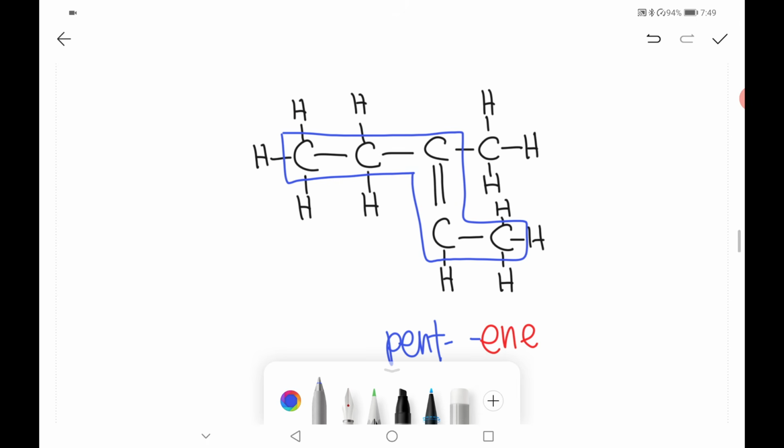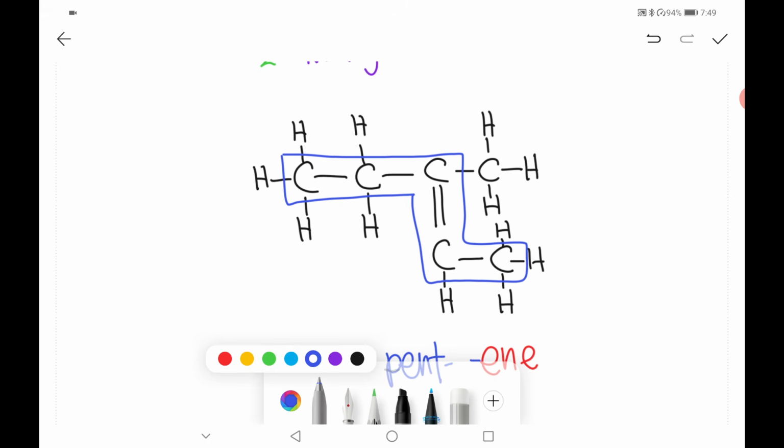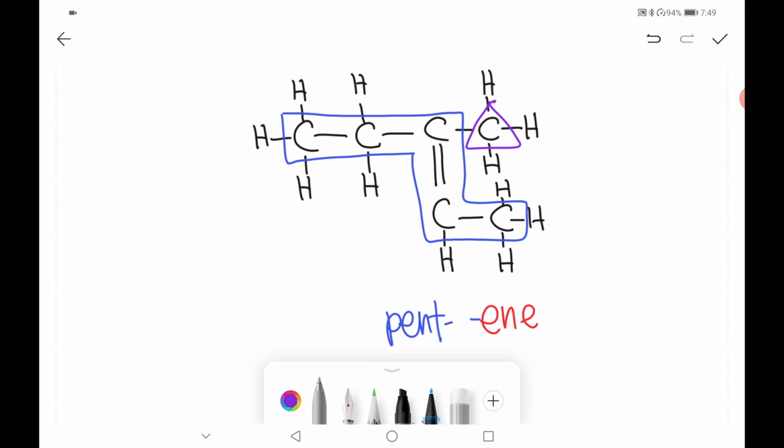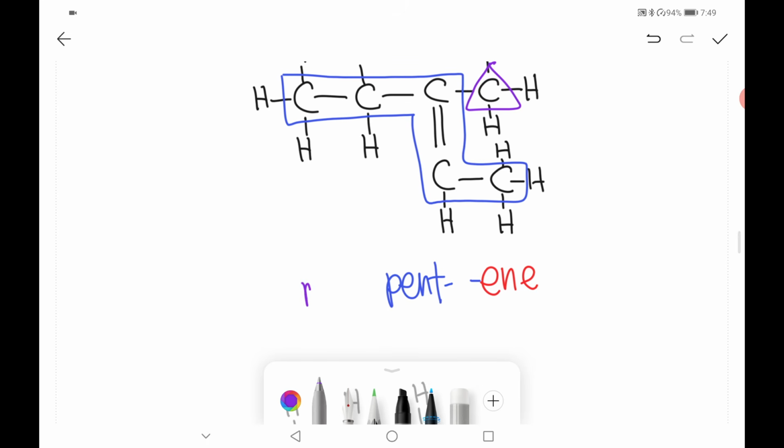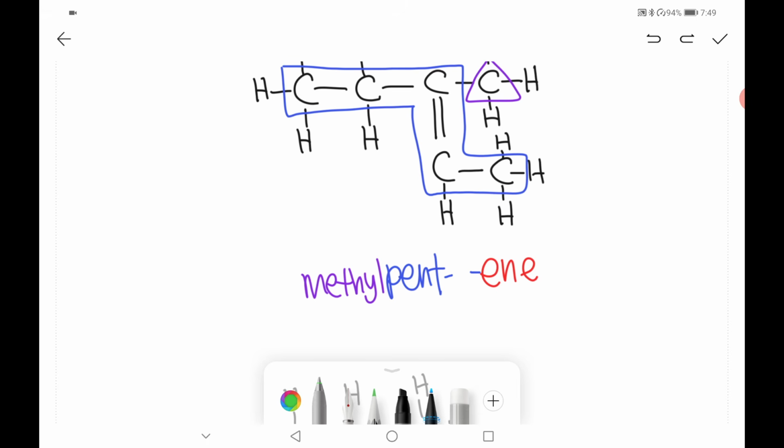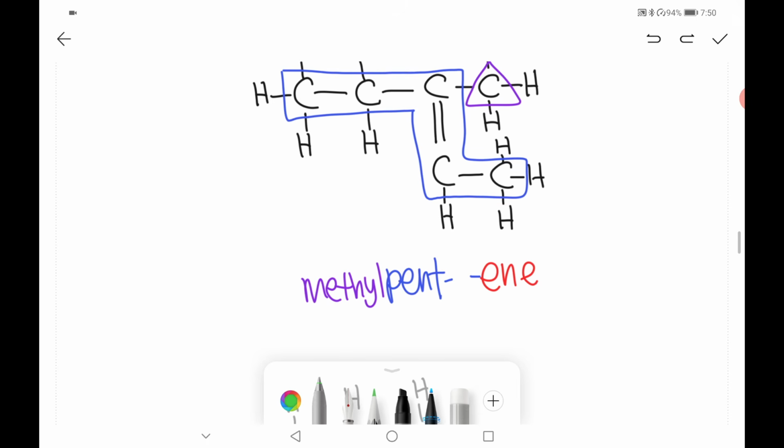Then you can see outside the backbone there is a carbon. This carbon is a branch. We have one branch here. When we have one carbon branch, it is called methyl. Remember, carbon branch, at YL, methyl. Then we need to give the position number to the branch. So now let us give the position number to the branch and the position number to the double bond.